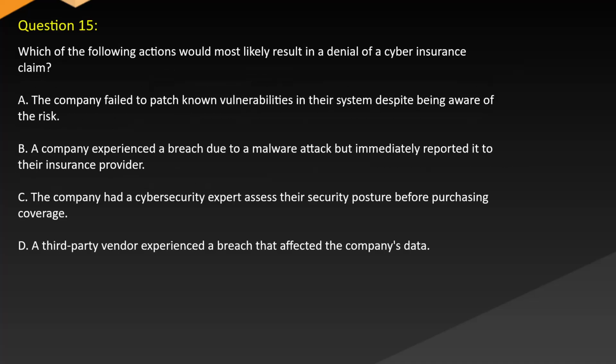Question 15. Which of the following actions would most likely result in a denial of a cyber insurance claim? A. The company failed to patch known vulnerabilities in their system despite being aware of the risk. B. A company experienced a breach due to a malware attack but immediately reported it to their insurance provider. C. The company had a cybersecurity expert assess their security posture before purchasing coverage. D. A third-party vendor experienced a breach that affected the company's data.